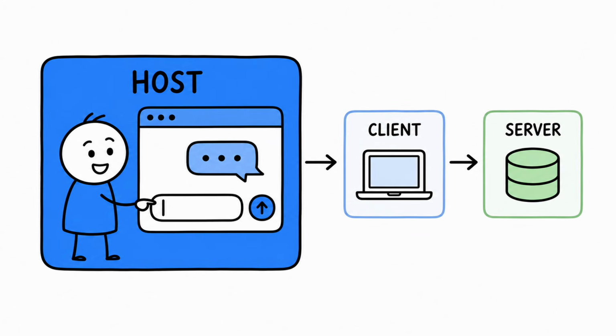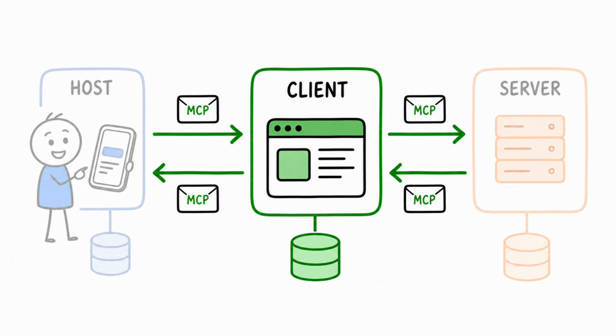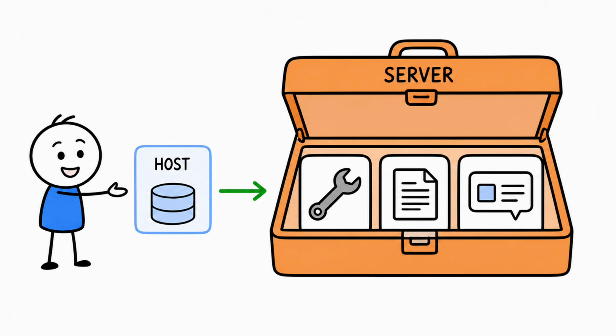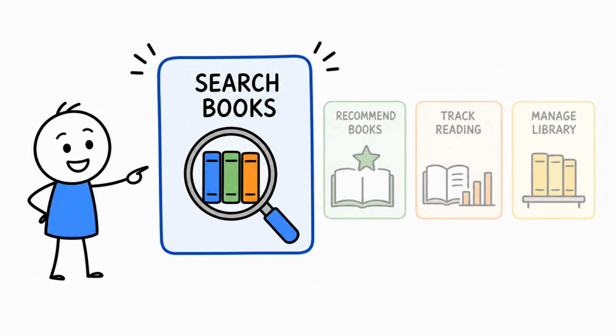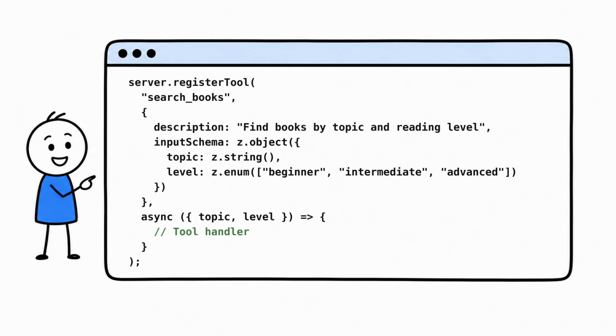The host is the AI application where the user starts the task. The client carries MCP messages between the host and server. The server exposes capabilities that the host can use. Those capabilities can be tools, resources, or reusable prompts. In our example, the server offers a tool called SearchBooks. Let us see how the server defines it in code.